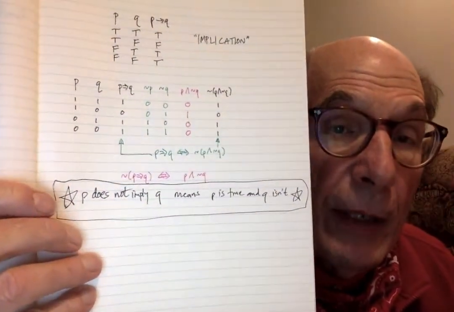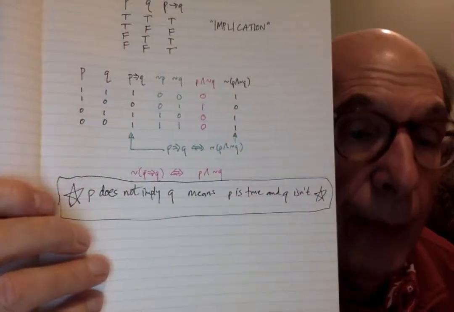So we'll mark that with some big stars and put it in a box and wrap it up with a ribbon. And so this is why implication has the truth table that it has.